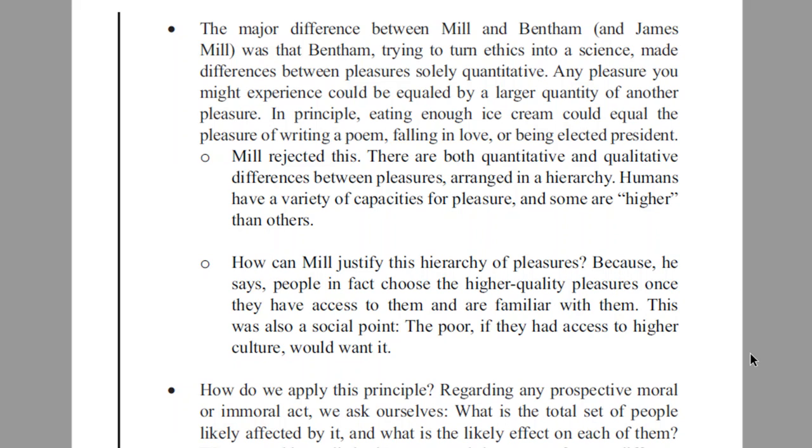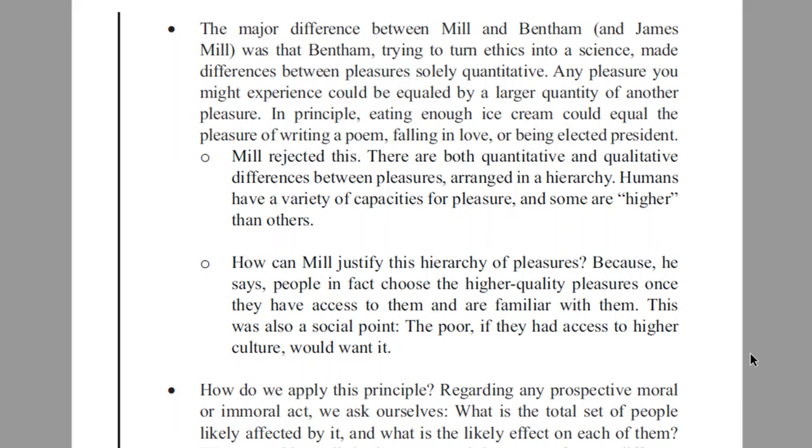Humans have a variety of capacities for pleasure, and some are higher than others. How can Mill justify this hierarchy of pleasures? Because he says people in fact choose the higher quality pleasures once they have access to them and are familiar with them. This was also a social point. The poor, if they had access to higher culture, would want it.